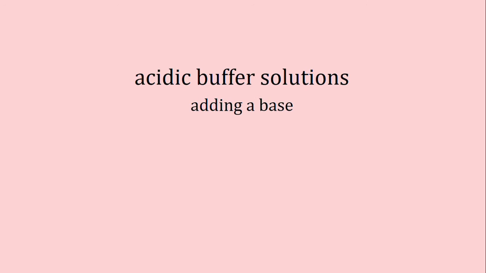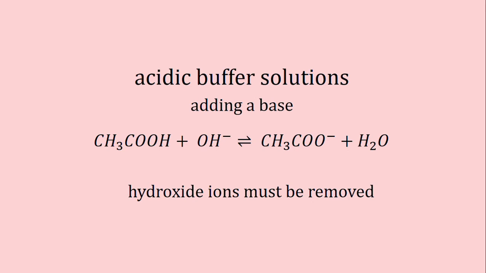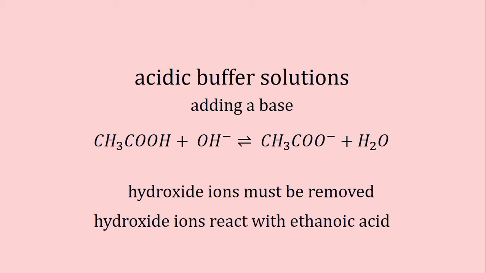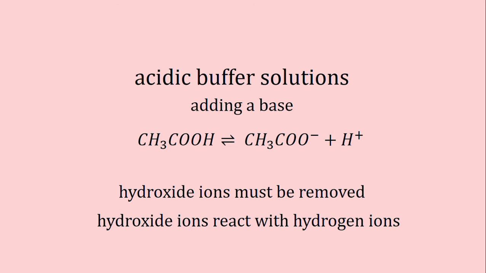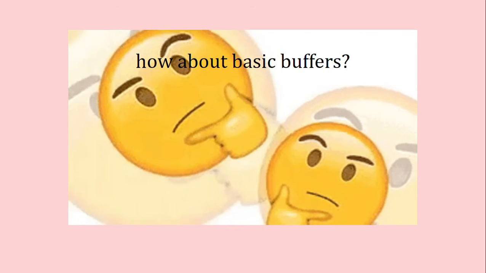But in adding a base to this buffer solution, basic solutions contain hydroxide ions, and the buffer solution removes most of these. There are two processes which can remove the hydroxide ions. One, removal by reacting with the ethanoic acid, where they would form ethanoate ions and water. Or two, removing by reacting with hydrogen ions, where they combine to make water, and the equilibrium tips to replace them until most of the hydroxide ions are removed.